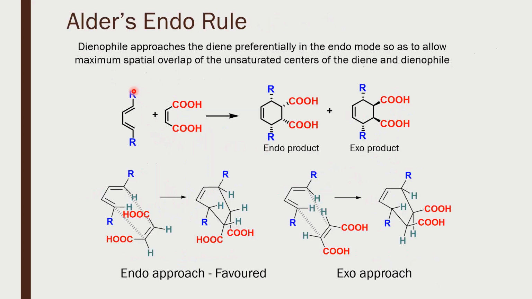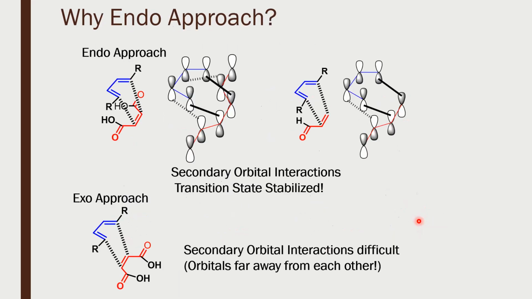Another example, now you have a disubstituted diene and you have a disubstituted dienophile. So this is the endo product. It is approaching from here. So these two hydrogens will be going up, and because you started with the cis, the CHO will also be cis in the product. So this is the endo approach and this is the exo approach.